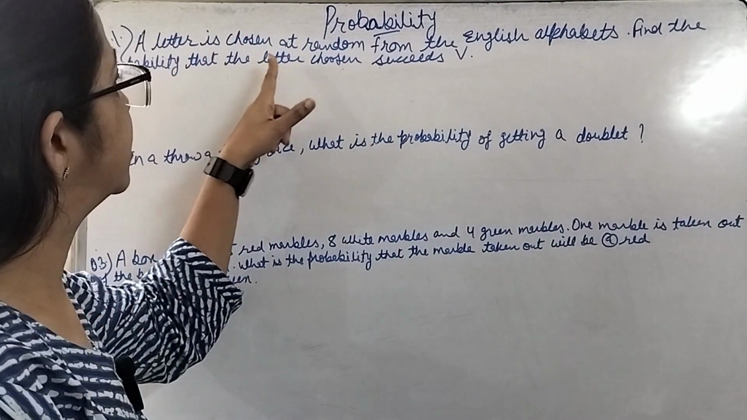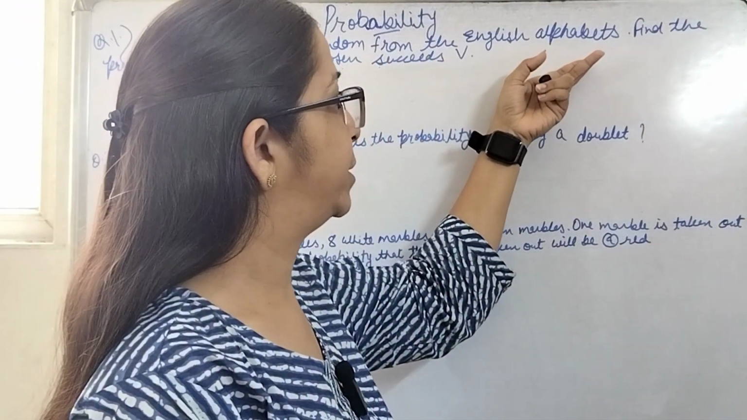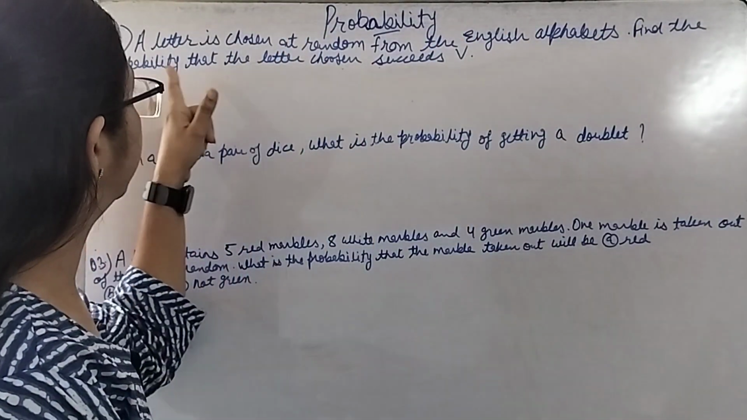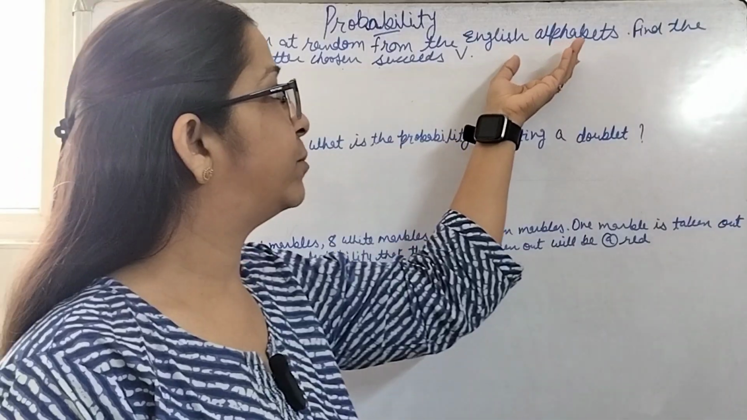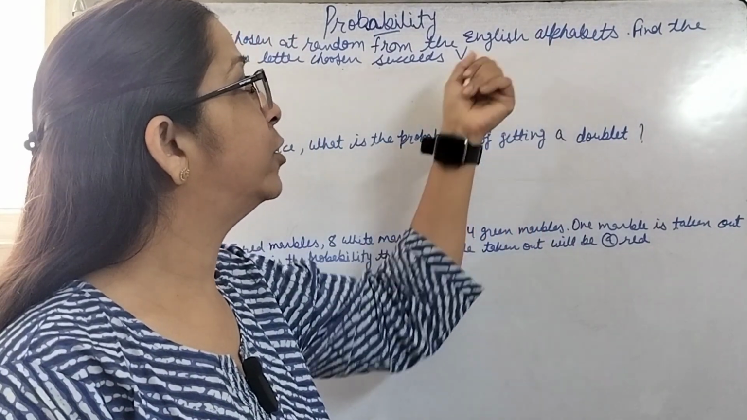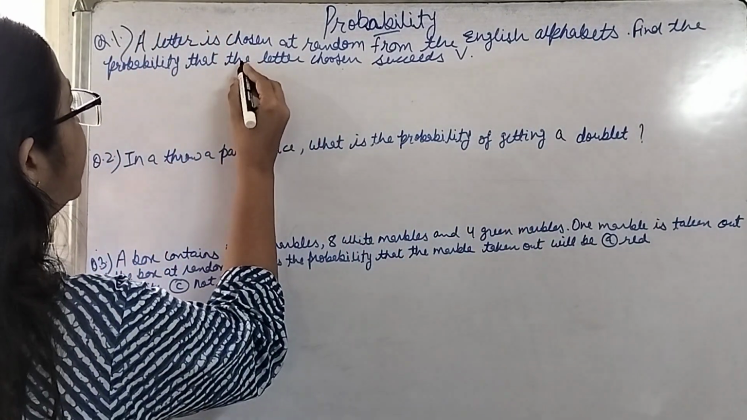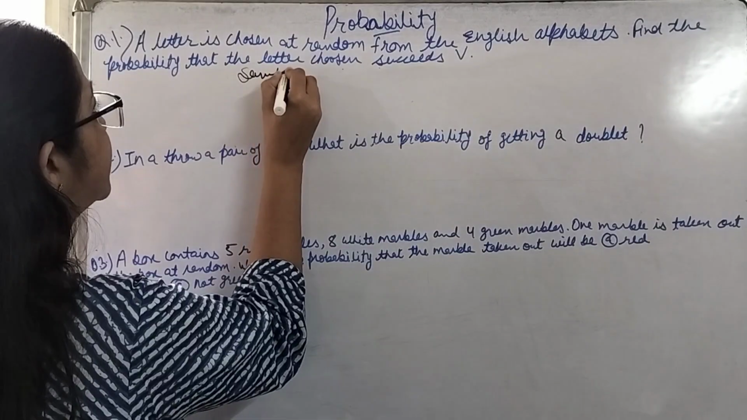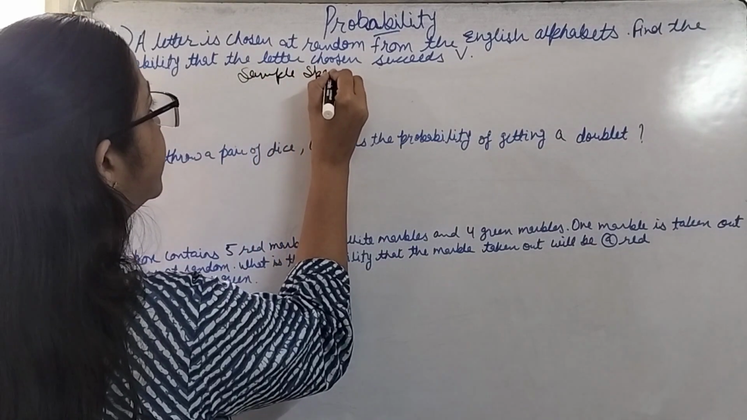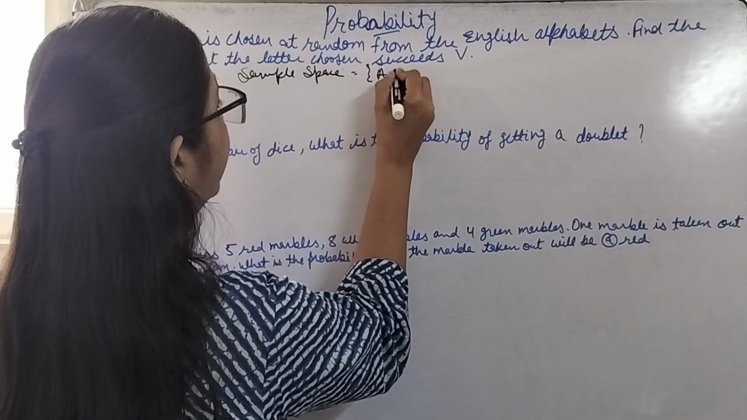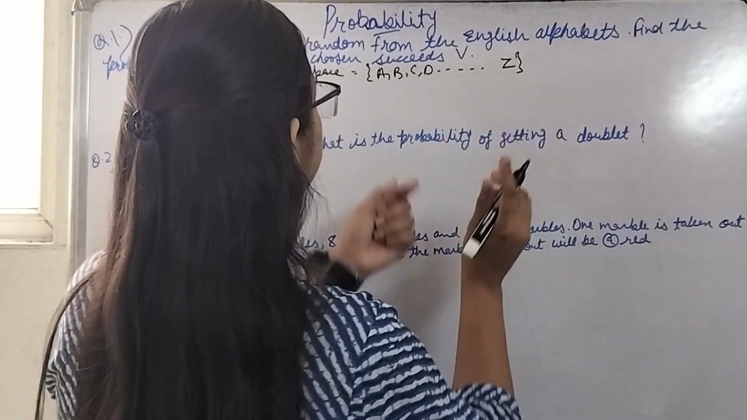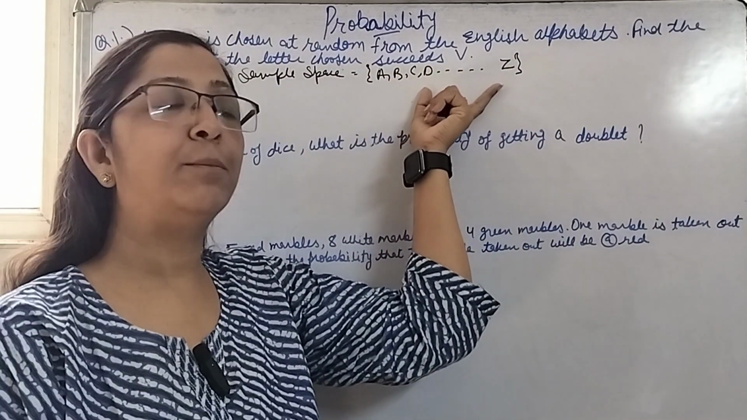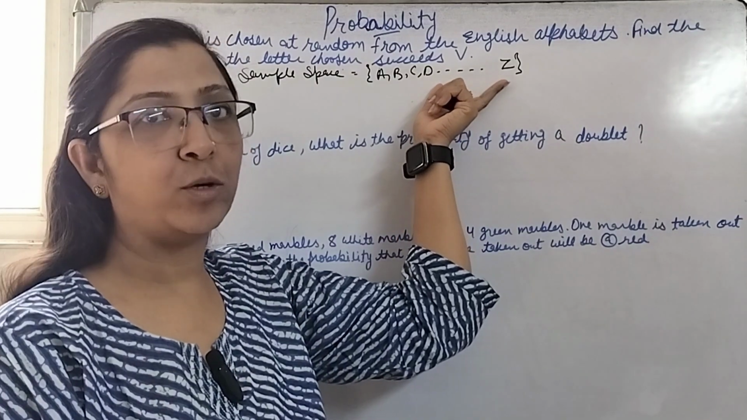A letter is chosen at random from the English alphabets. Find the probability that the letter chosen succeeds V. We know that the total number of English alphabets is 26. That means the sample space will have 26 outcomes: A, B, C, D, and so on. All these are in the sample space. This means in the sample space, a total of 26 outcomes are possible.